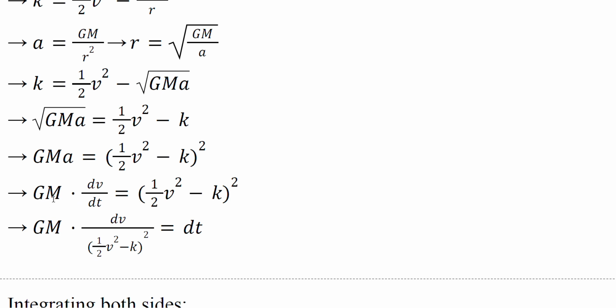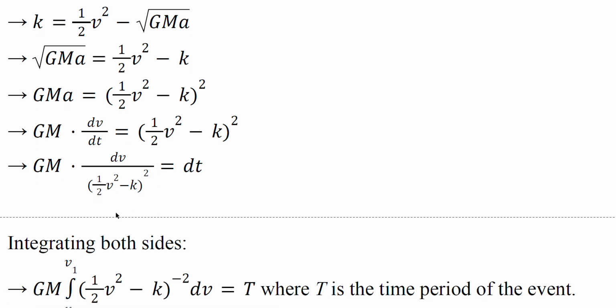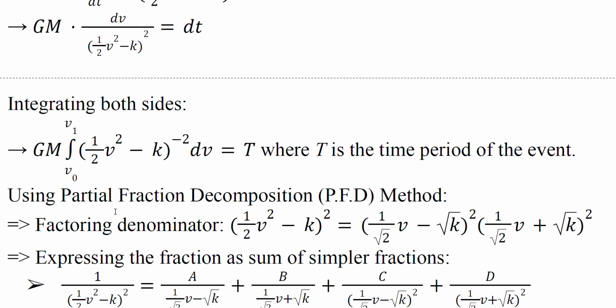So this is the equation we have, and then what we do is we transpose the entire right hand side to the left hand side, like we divide it, and then we take dt to that side. So as you can see here, we have dt transposed to this side and this entire term down here. And now we integrate both sides. Since GM is a constant, it comes outside, and the final velocity is v1 and the initial velocity is v0, so we have the upper limit as v1 and the lower limit as v0.